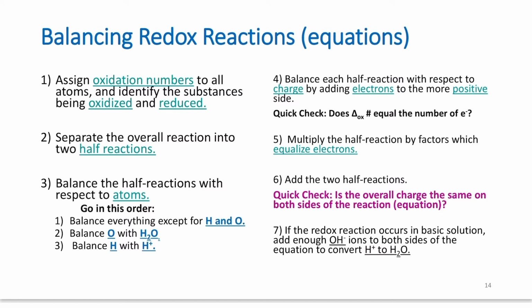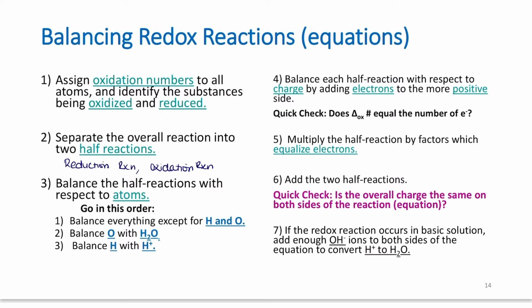You should separate the overall reaction into two half reactions. You'll have your reduction reaction and your oxidation reaction. You're going to balance the half reactions with respect to the individual atoms in this order.